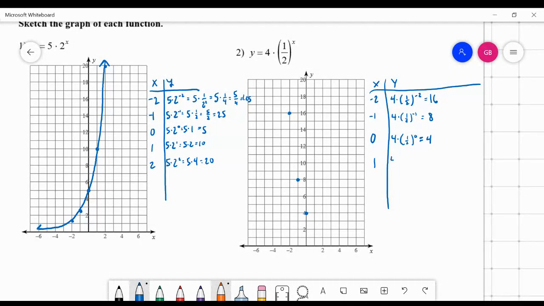When x is 1, 4 times 1/2 to the first power. That's going to give you 2. When x is 2, 4 times 1/2 to the second power. That's going to give you 1. Okay, so once you have at least 5 points, go ahead and draw a nice curve connecting the dots.